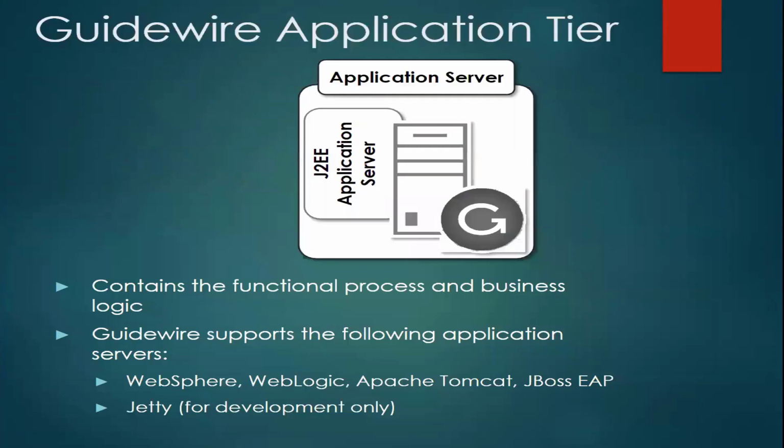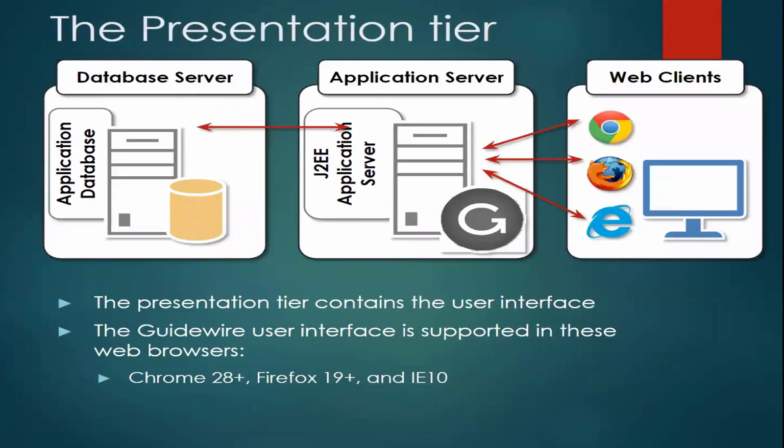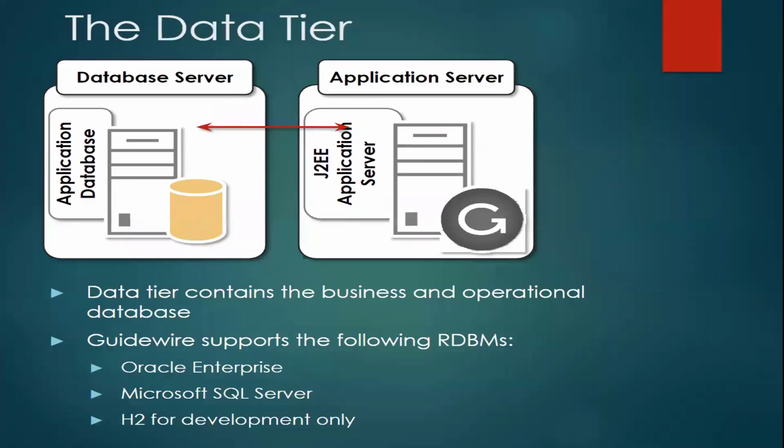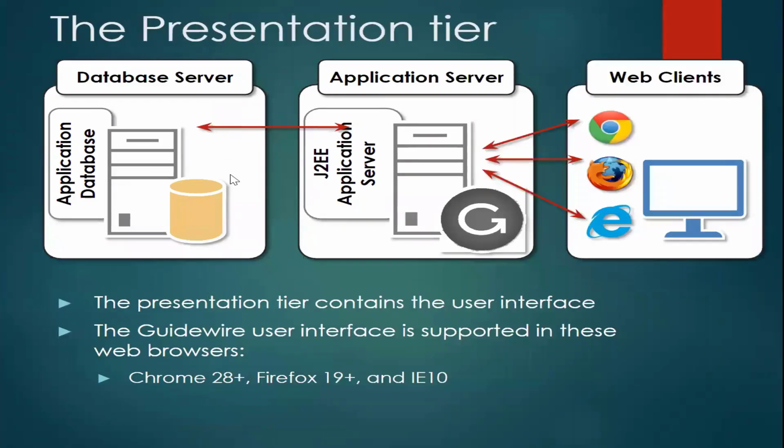Okay, yes. So we have a Guidewire application. It's a 3-tier application. We have a database server, an application server and a web client server. We will go through each tier one by one.